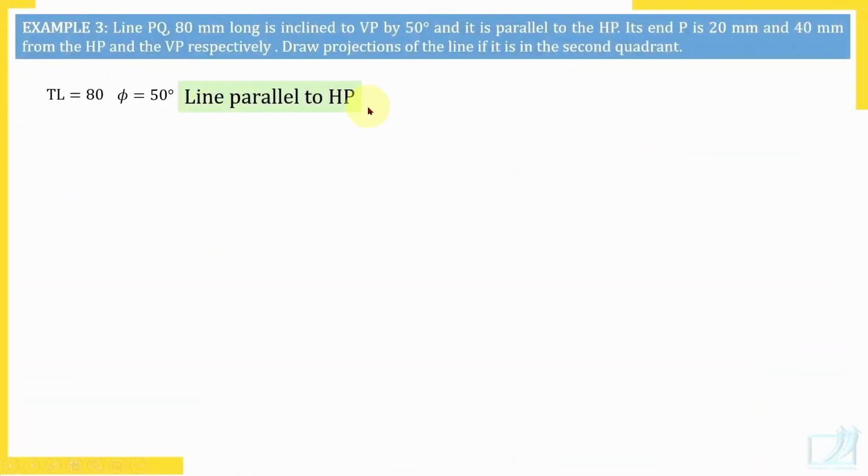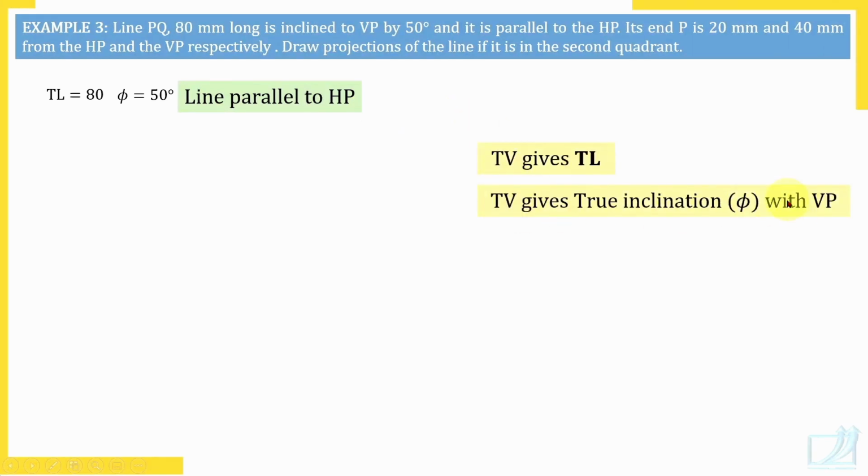A line is parallel to HP. What does that mean? It means the top view is true length. The top view gives true inclination, and the front view is parallel to the XY line, because the front view gives details with respect to HP. So if the line is parallel to HP, then the front view should be parallel to the XY line. So we know this information.